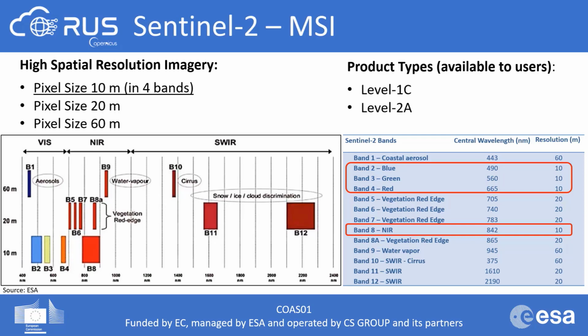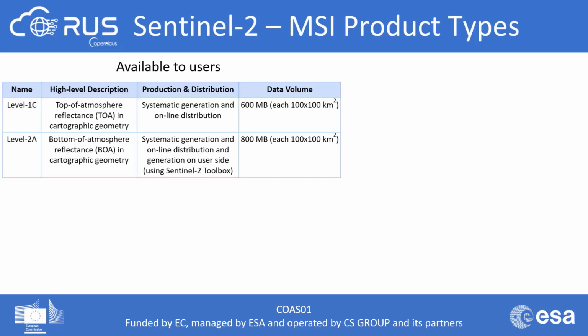The product types that are available to users are level 1C and level 2A. As we can see here, both of them come in tiles of 100 by 100 square kilometers, and more specifically, level 1C products contain top of atmosphere reflectances, while level 2A contain bottom of atmosphere reflectances.